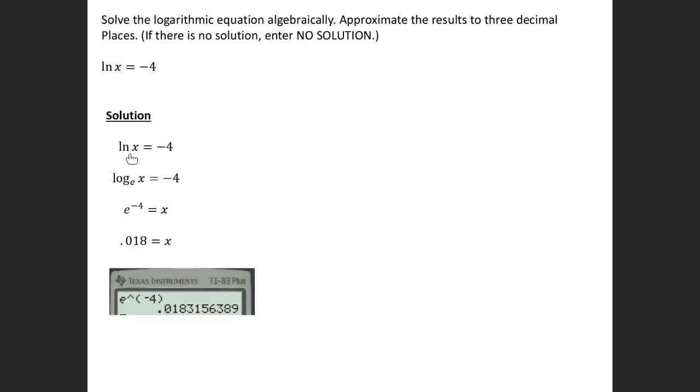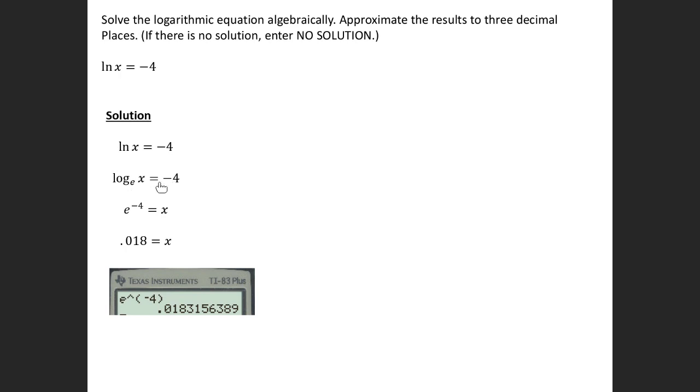Okay, so with a natural log, the first thing you want to do, if you're not sure where to begin, is tell yourself, what if I change it to exponential form? Maybe that would be easier. That's what I do in this case. Natural log is the same as log base e of x is equal to -4.